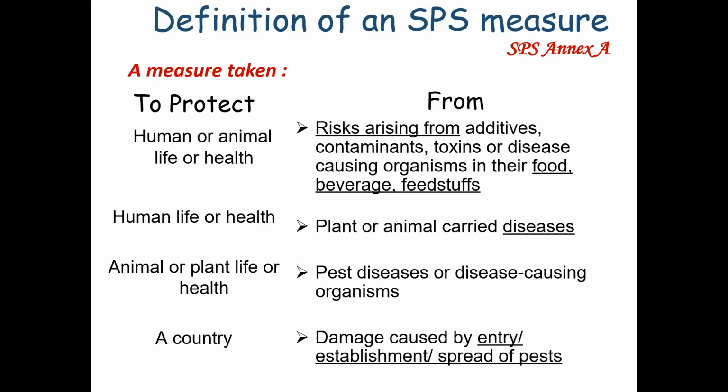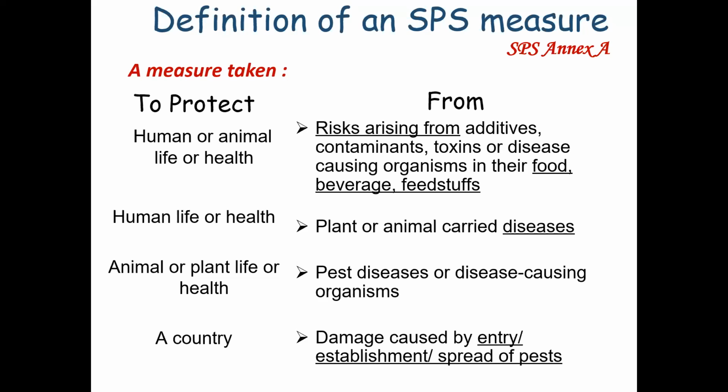The second aspect is preventing the human life or health from diseases. So plant or animal carried diseases. The third is protection of the animal or the plant life or health. So it's not only we are looking at human life or health through food or through diseases, but we are also looking at the animal or plant life or health. And what are we protecting them from? The pest diseases or disease causing organisms.